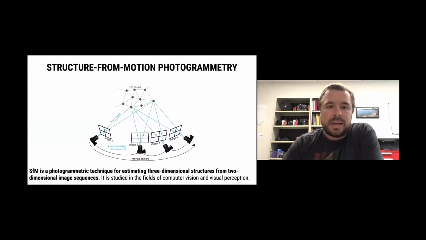So then I had to figure out how to actually quantify and measure this. And so that's where I found structure from motion to be a very useful technique. So it's a photogrammetric technique, meaning it comes from the field of photogrammetry.